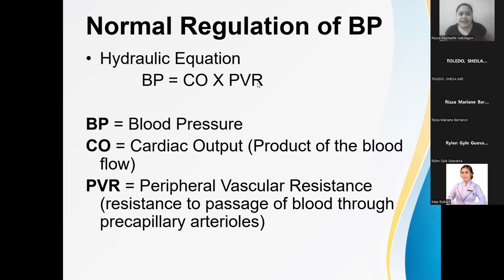Sige. So let's talk about the blood pressure. Normal regulation of the blood pressure. We have actually the equation for our blood pressure. Blood pressure is equal to CO times PVR. CO is cardiac output and PVR is the peripheral vascular resistance. We don't compute this.